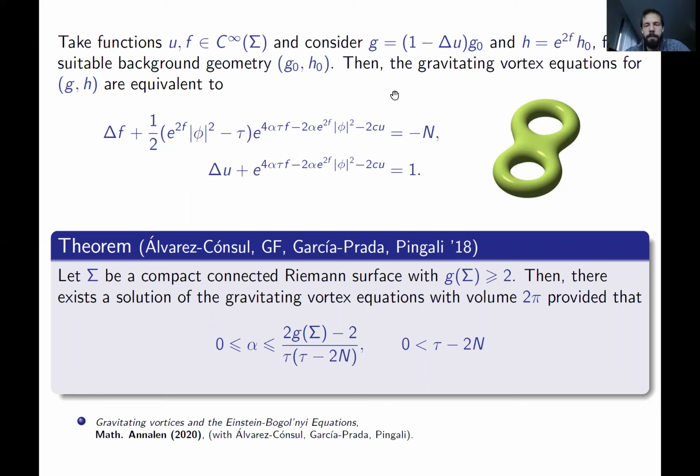Okay. Then the thing that we can prove, and we prove it in this paper recently published in Math. Annalen, jointly with Alvarez Cónsul, García-Prada and Vamsi Pingali, is that if you have a compact Riemann surface with genus bigger or equal than 2, then there exists a solution of the gravitating vortex equations with volume 2 pi provided that the following conditions hold. This second condition is just the condition that we found in the theorem by García-Prada, Noguchi and Bradlow, which characterizes the existence of the first equation of vortices, which is essentially this equation here when you freeze U.